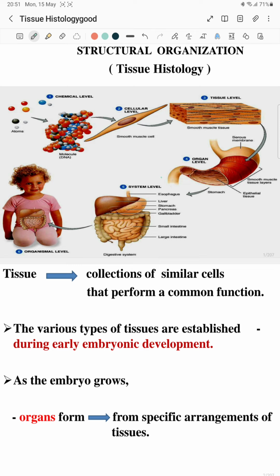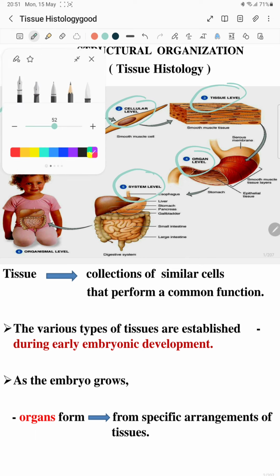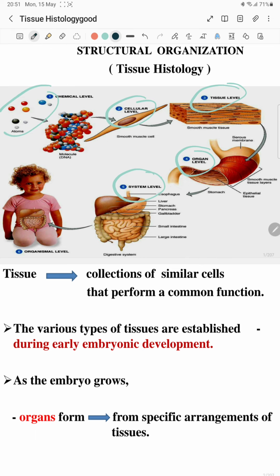Right here in this picture you can see a human baby, and the baby's body is made up of different systems. The systems are made up of organs, organs are made up of tissues, and tissues are made up of the same types of cells, I should say. The cells are again made up of different types of atoms. So tissues are a collection of similar cells that perform a common function.